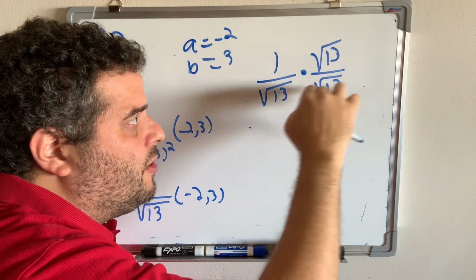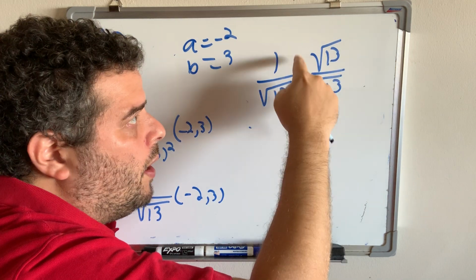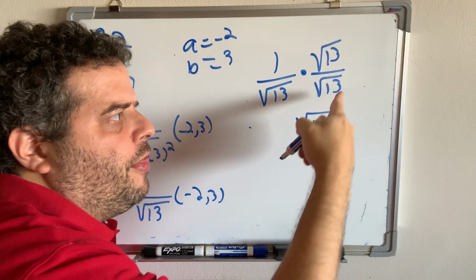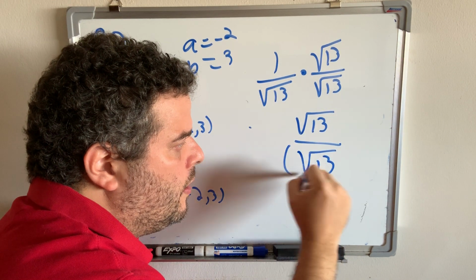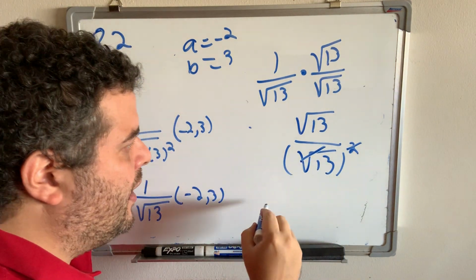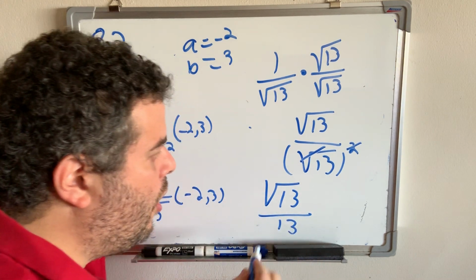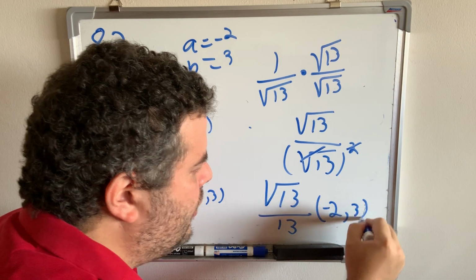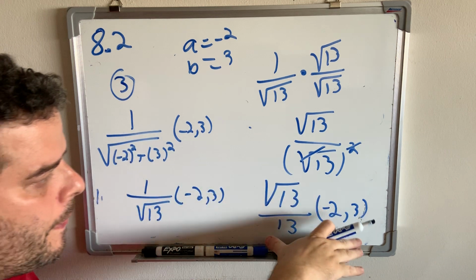Now when you multiply this fraction times this fraction, which is representing 1, 1 times square root of 13 is square root of 13. Square root of 13 times square root of 13 is square root of 13 squared, the square cancels out the root, and you're left with this expression, square root of 13 over 13, and then you have these two numbers, which are the components that were left over here.